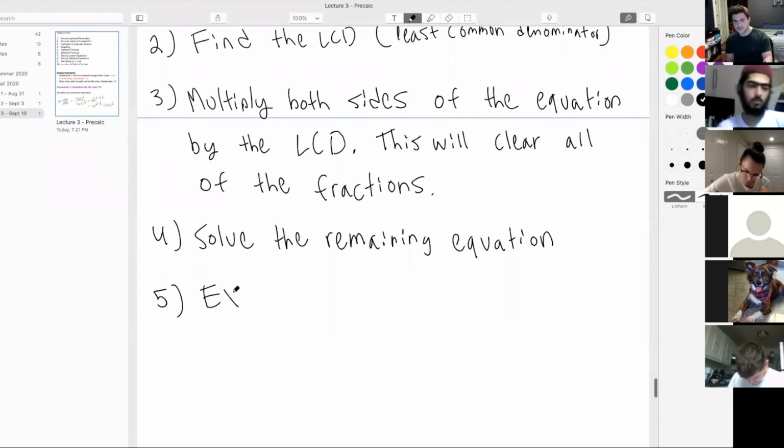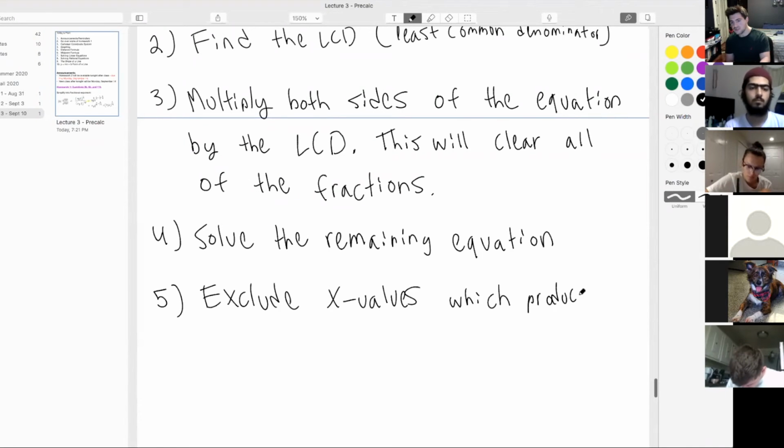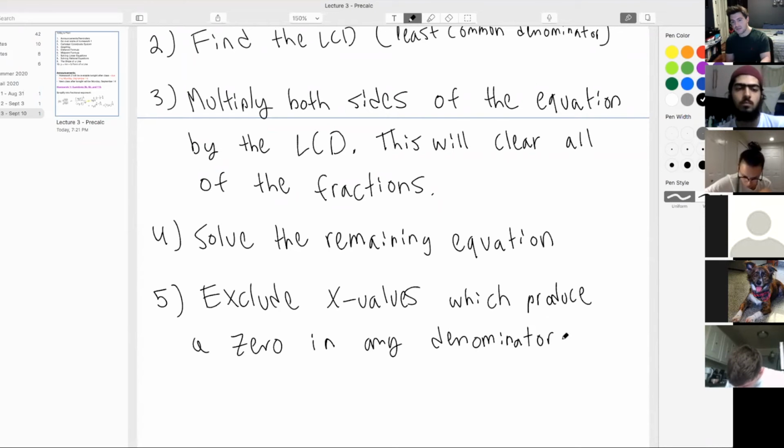You need to exclude x values, okay, which produce a 0 in any denominator, okay? So that's your final step. Okay, so after you solve that remaining equation, you need to just look at your x values and check to see if any of those x values will produce a 0 in the denominator of any of your fractions. All right, because in math, you cannot divide by 0, okay? It's undefined.